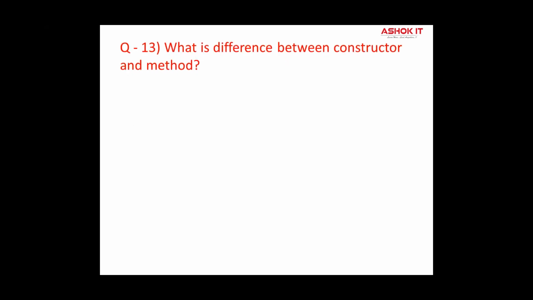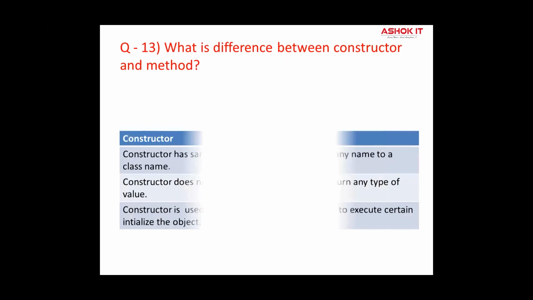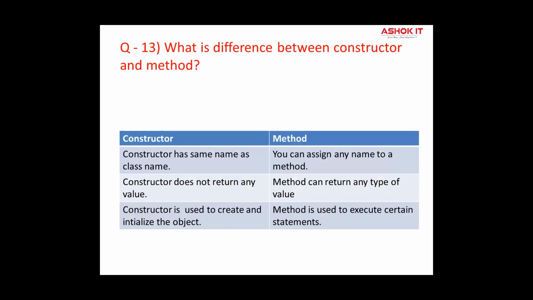Question number 13. What is the difference between constructor and methods? Constructor has the same name as the class name, whereas for a method you can assign any name. Constructor does not have any return type, but a method can have any return type. Why are constructors used? They are used for initializing the objects, whereas methods are mainly used to reuse the code without writing that code again.